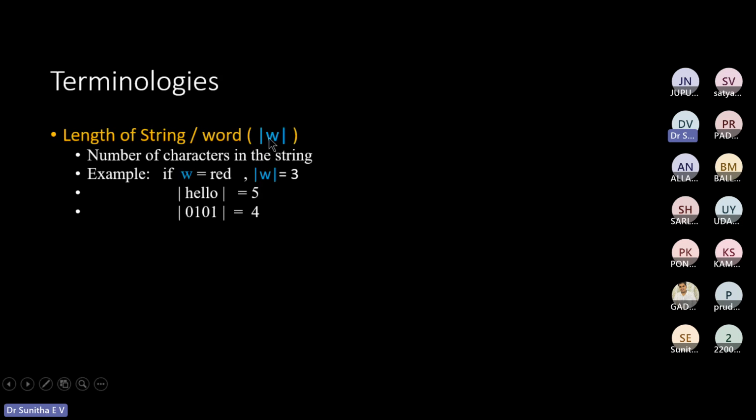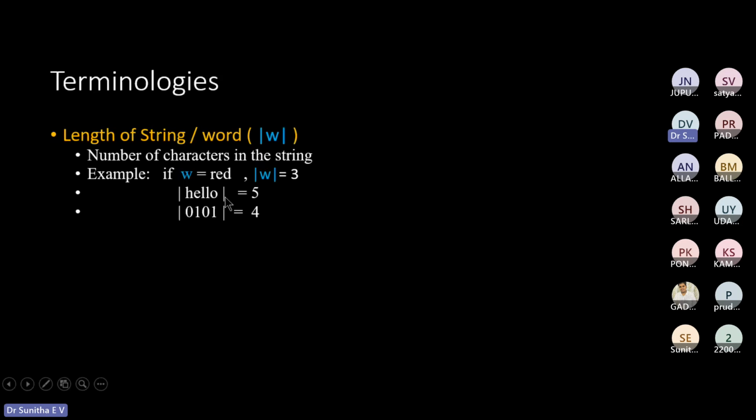Its representation is like this. w means the word, and the two pipe symbols, two lines on both sides, represent the length of the string. Length is nothing but the number of characters in the string. We just count the number of symbols in that string. That is the length. For example, if w is the string red, R-E-D, the length of the string will be 3, that means R, E, and D, so 3 symbols. Another string we can consider is hello, H-E-L-L-O. There are 5 characters in that string, so the length of hello is 5.